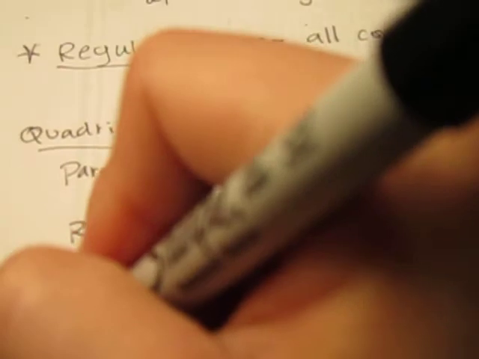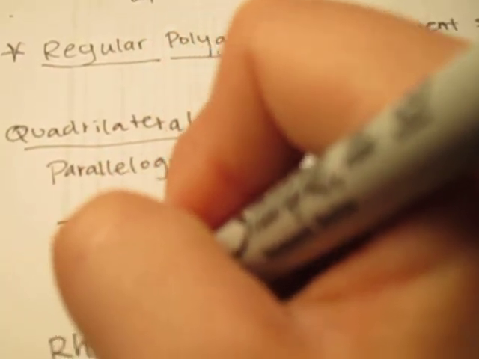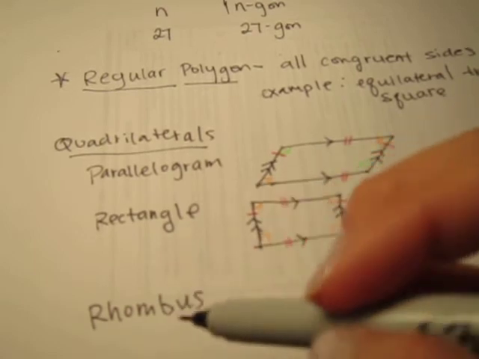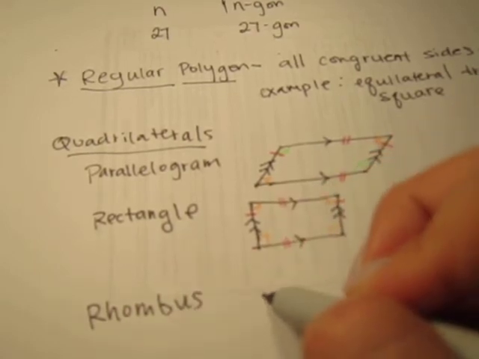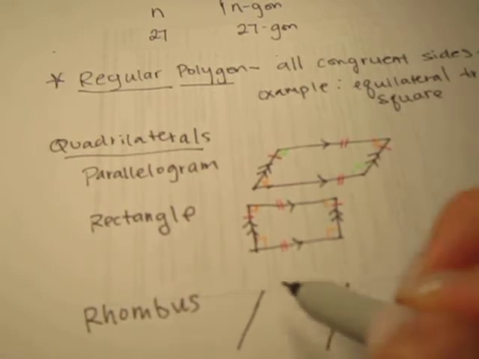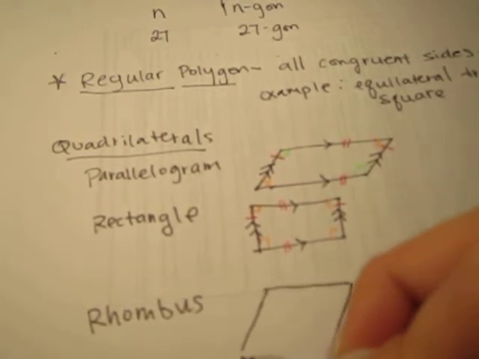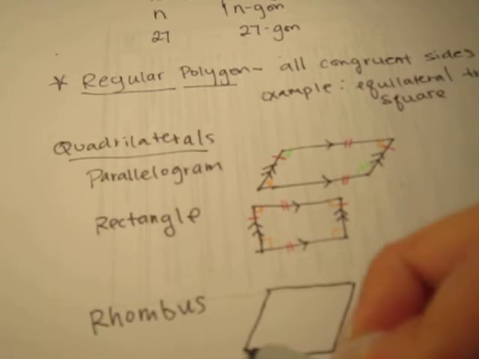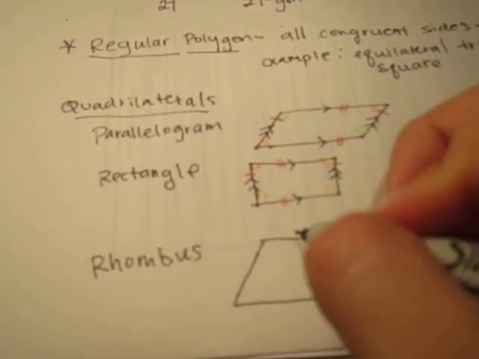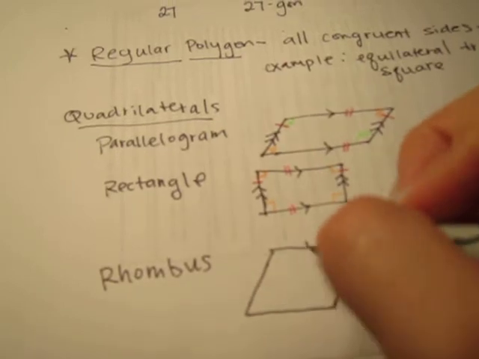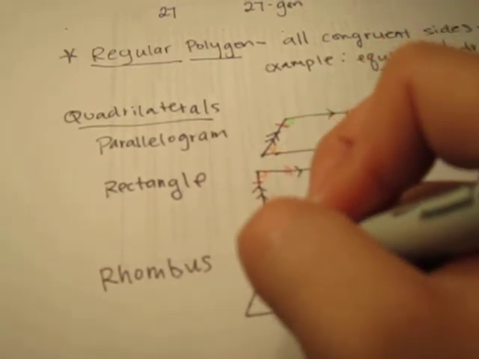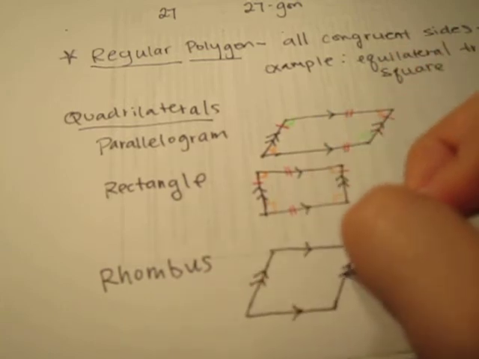Next we have the rhombus. A rhombus basically looks like a parallelogram, except you're going to draw that. So you'll notice that again, just like the parallelogram, it has these two sides that are parallel. It has these two sides that are parallel.